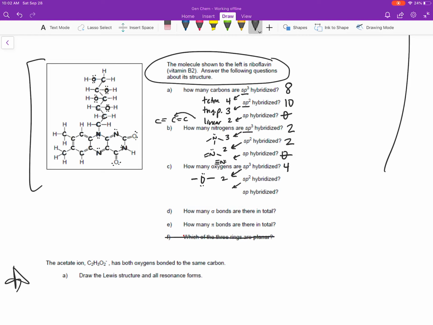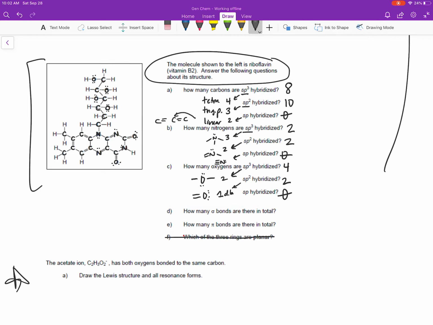Now I need to look for sp2 hybridized. These are going to be the ones that are like this with a double bond and 2 lone pairs. So 1 double bond and a lone pair. In this case I have 2. And then sp hybridized oxygens, I have none.